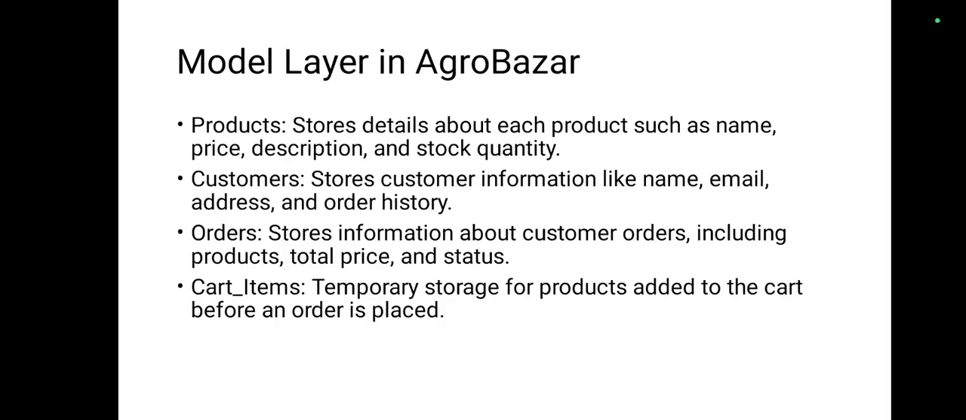Model layer in AgroBazaar. In the model layer, we store all the essential data. We will have tables like products, customers, orders, and cart items. Products will store information like name, price, description, and stock quantity. Customers will hold customer details such as their name, email, and shipping addresses. Orders will store the finalized orders, and cart items will store what a customer has added to their cart before checkout.